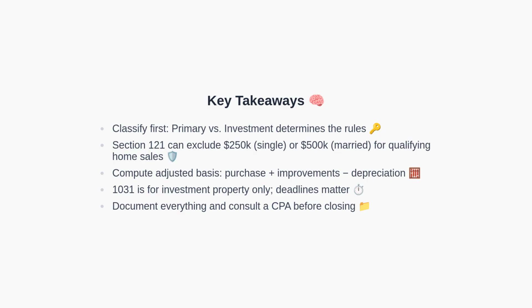As we begin to wrap up, remember these key points. First, classification comes first and determines which rules apply. Second, Section 121 can exclude substantial gain for qualifying home sales, $250,000 for singles and $500,000 for married couples filing jointly. Third, compute adjusted basis methodically. Purchase price plus capital improvements minus depreciation. Fourth, 1031 exchanges are for investment property only and require strict adherence to deadlines. Finally, maintain strong documentation and consult a qualified tax professional before you close.